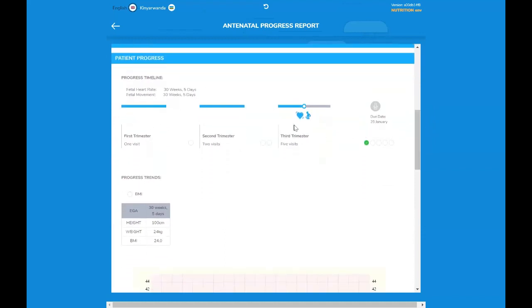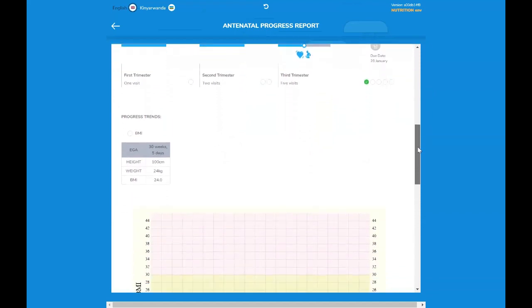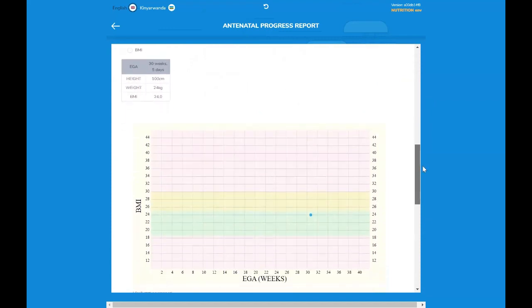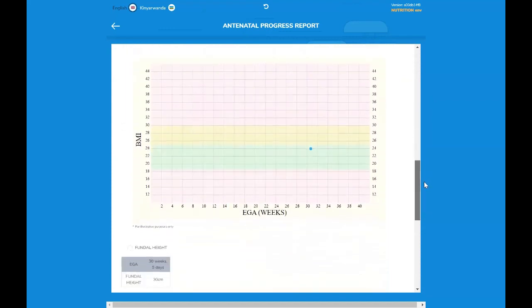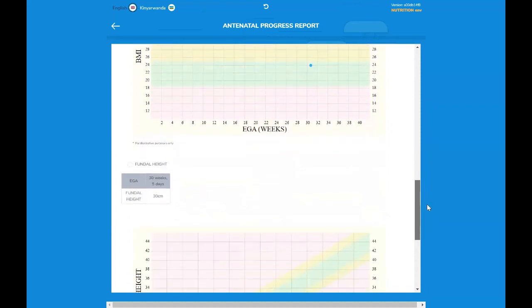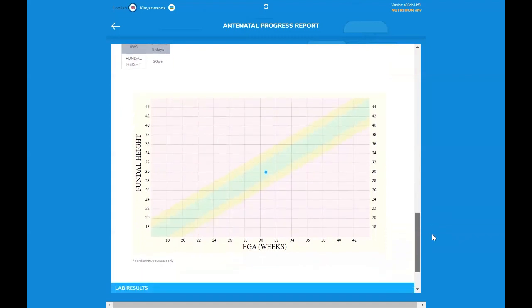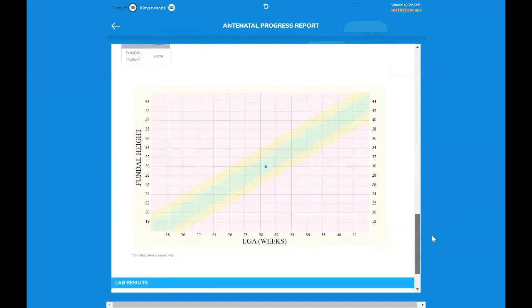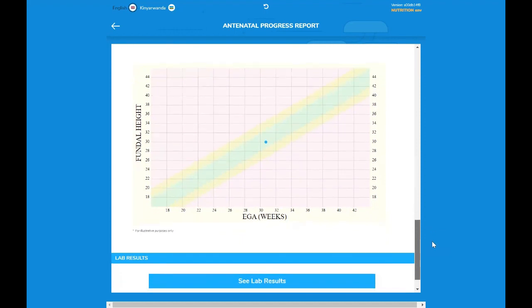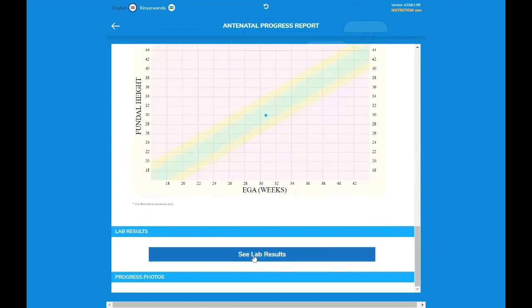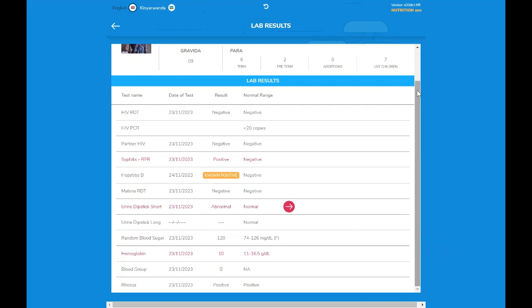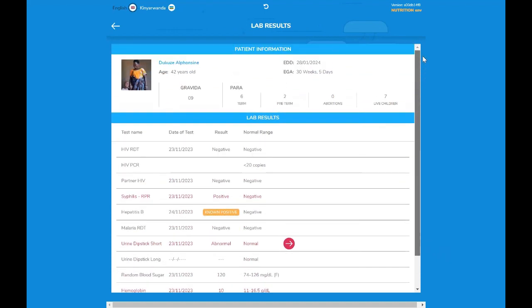Now you can see here, Alphonsine has only had one visit, at least on E-Heza, and it's highlighted here on this timetable. It also shows progress in terms of her BMI, so that she sees herself growing and that her baby is well nourished. And then it also shows the trends in fundal height, so that she sees that her baby is growing well. It also collates all of the lab tests that have been performed during this pregnancy.